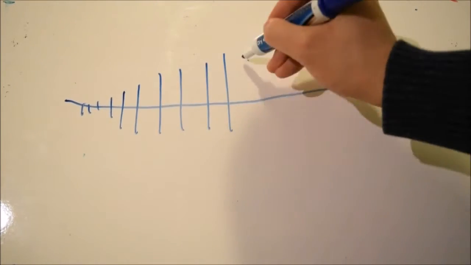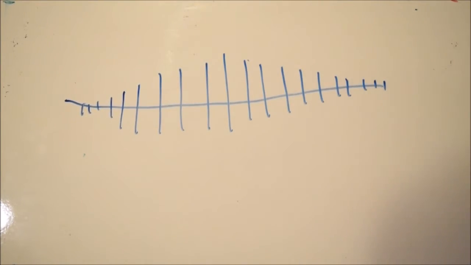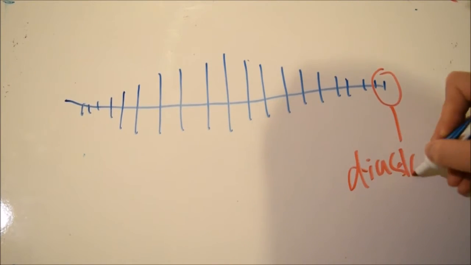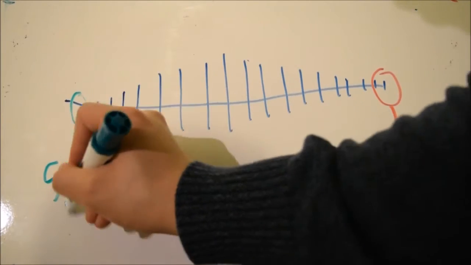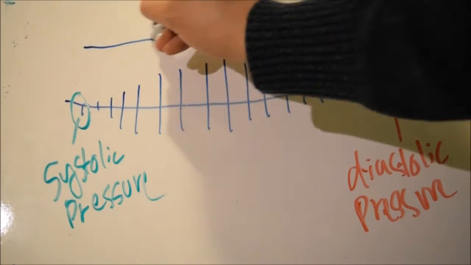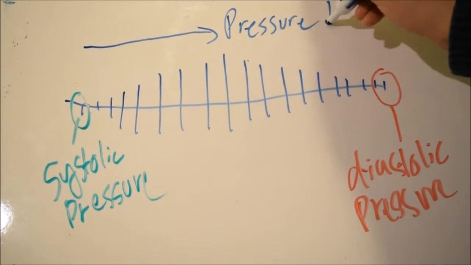The first sound heard is the systolic pressure. This will be a sharp tapping sound. As the pressure is further decreased, the sound will increase to a certain extent where it will then begin to become quieter and eventually stop. The stopping point is known as the diastolic pressure.